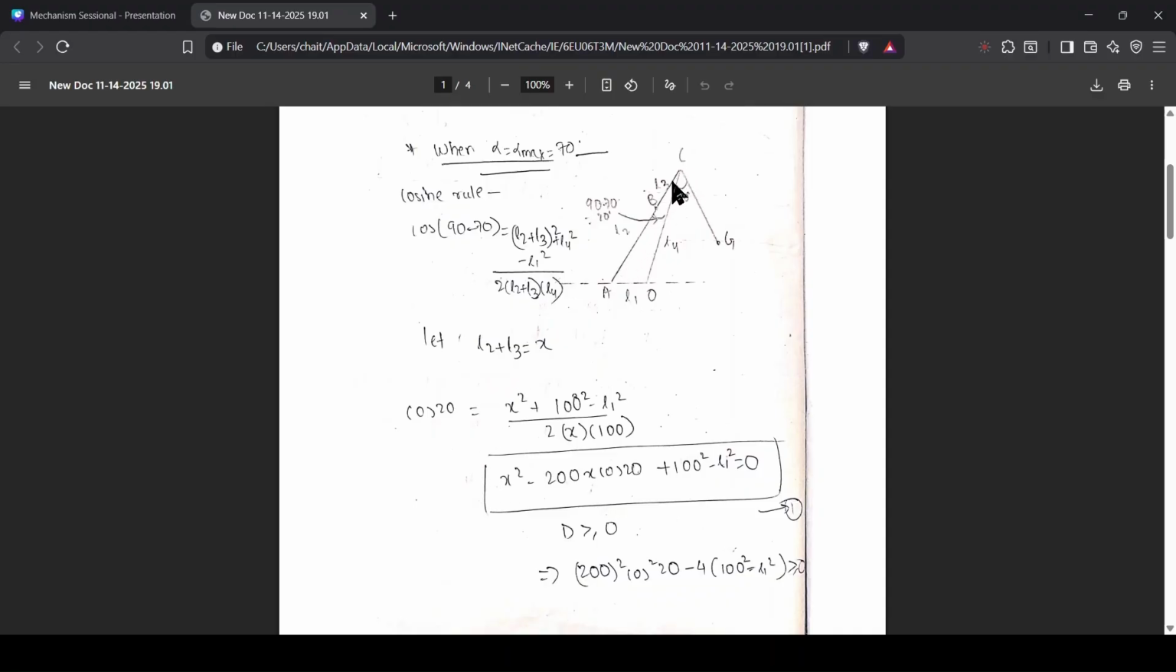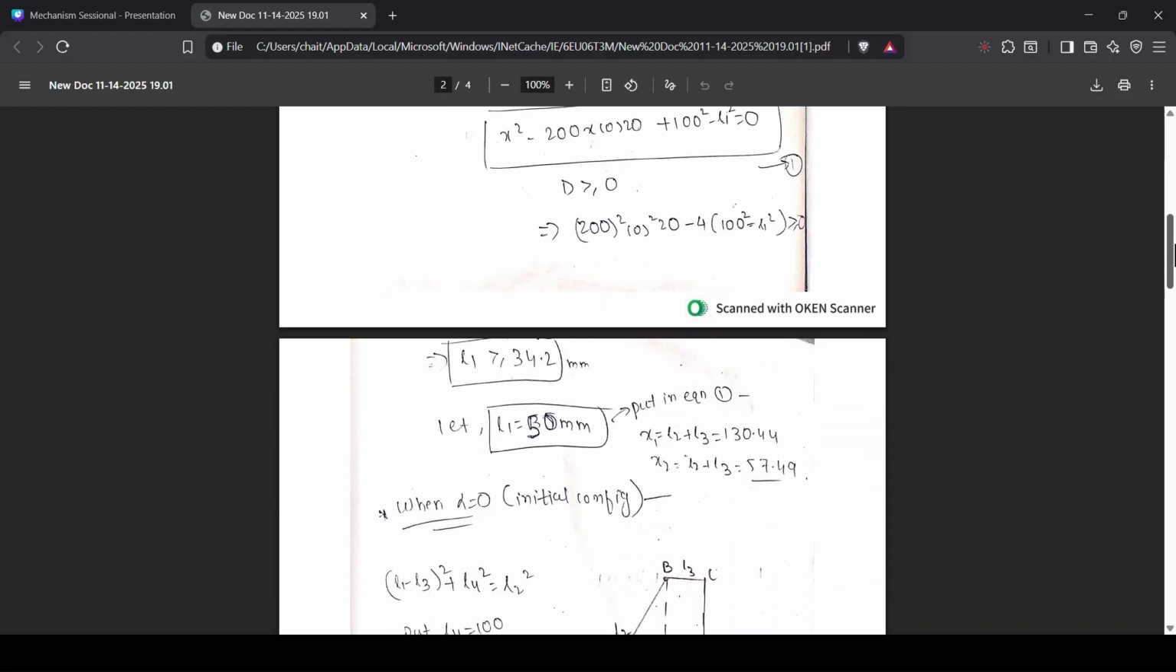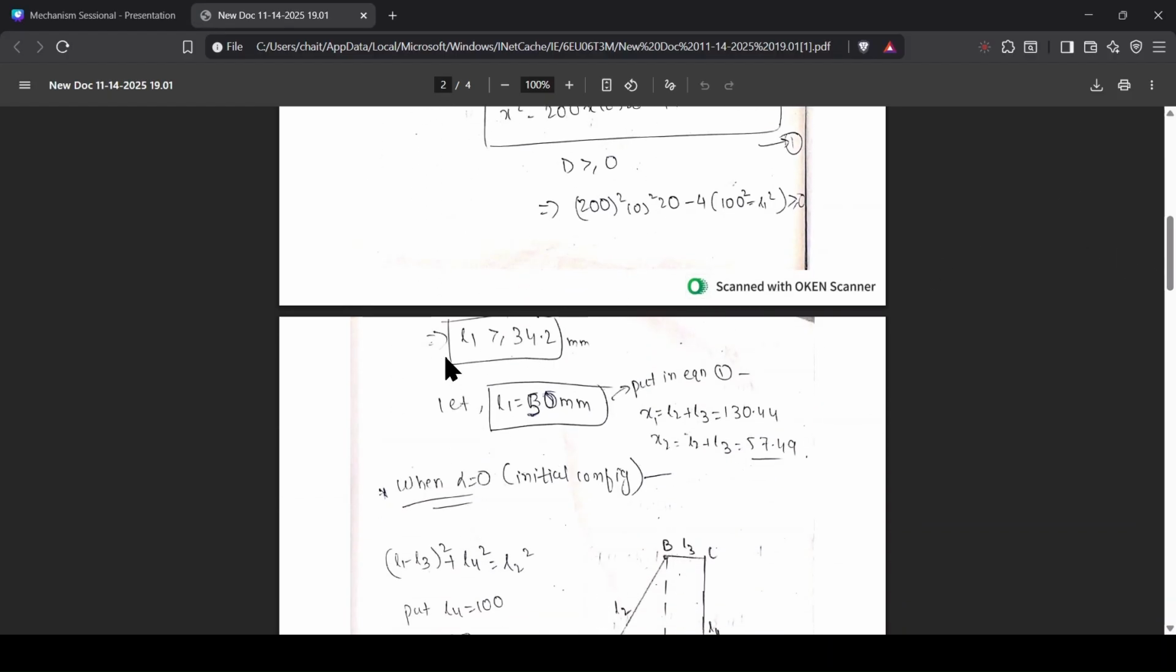After applying the cosine rule, we get this quadratic equation where x is L2 plus L3. L2 plus L3 is this link. It will be perfectly collinear because this is the dead center configuration. Now, for the roots to exist, the discriminant should be greater than or equal to 0. So we applied that condition and we get this inequality: L1 should be greater than or equal to 34.2.